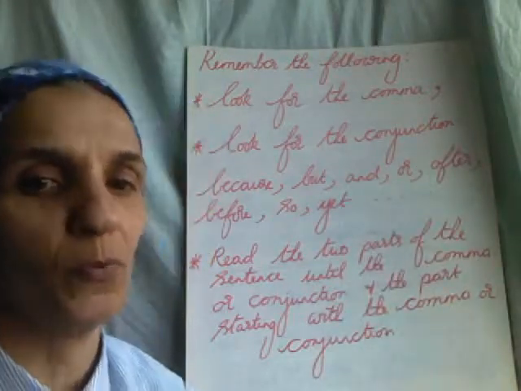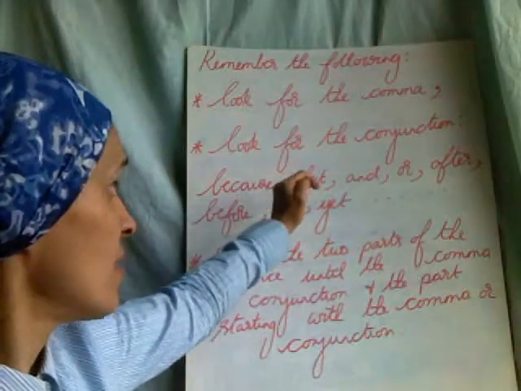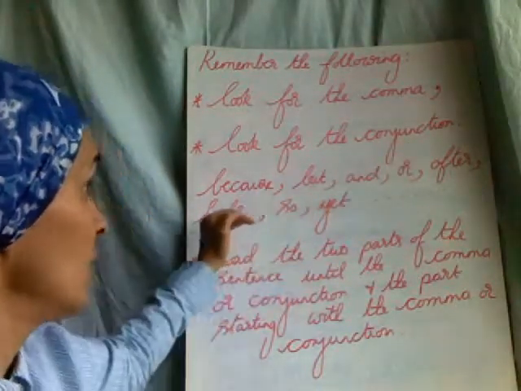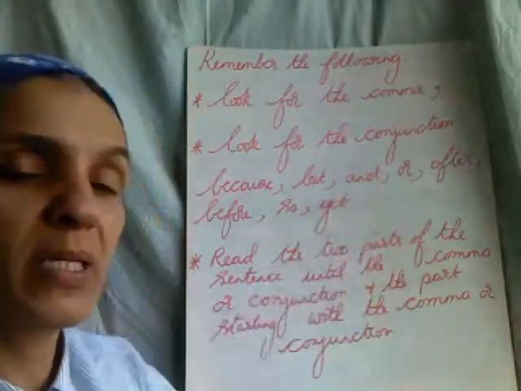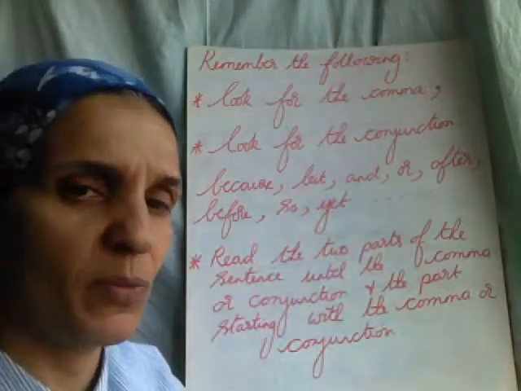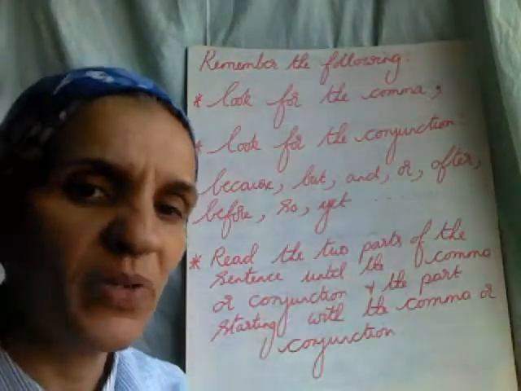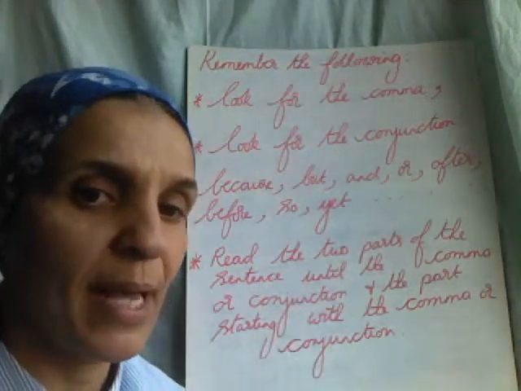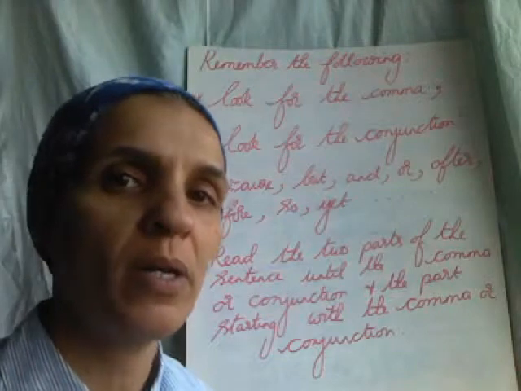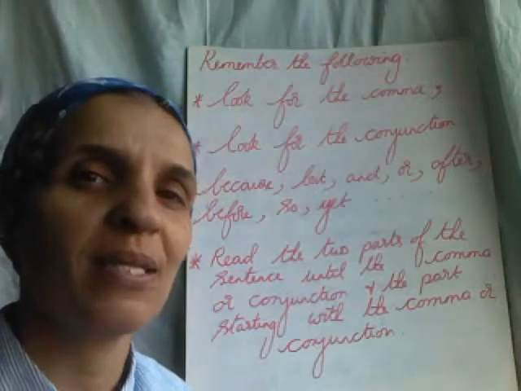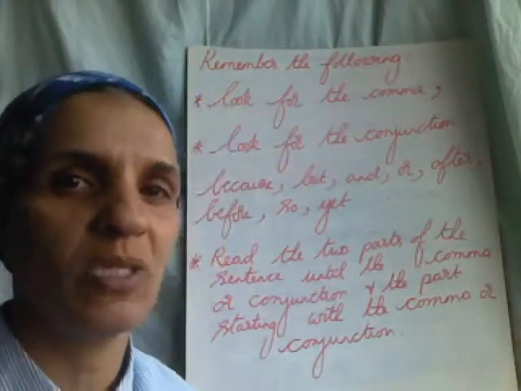Okay, and I will provide you with a list of some conjunctions, and I've written some more here: because, but, and, or, after, before, so, yet, and there are so many. These are just some of them, and you're familiar with most of these. And then the next thing you do is you read the part before the comma or before the conjunction, and you read the part after the comma or the part starting with the conjunction, and you decide which one can stand on its own as a complete sentence. That will be your independent clause, and which one cannot stand alone, that is your dependent clause.